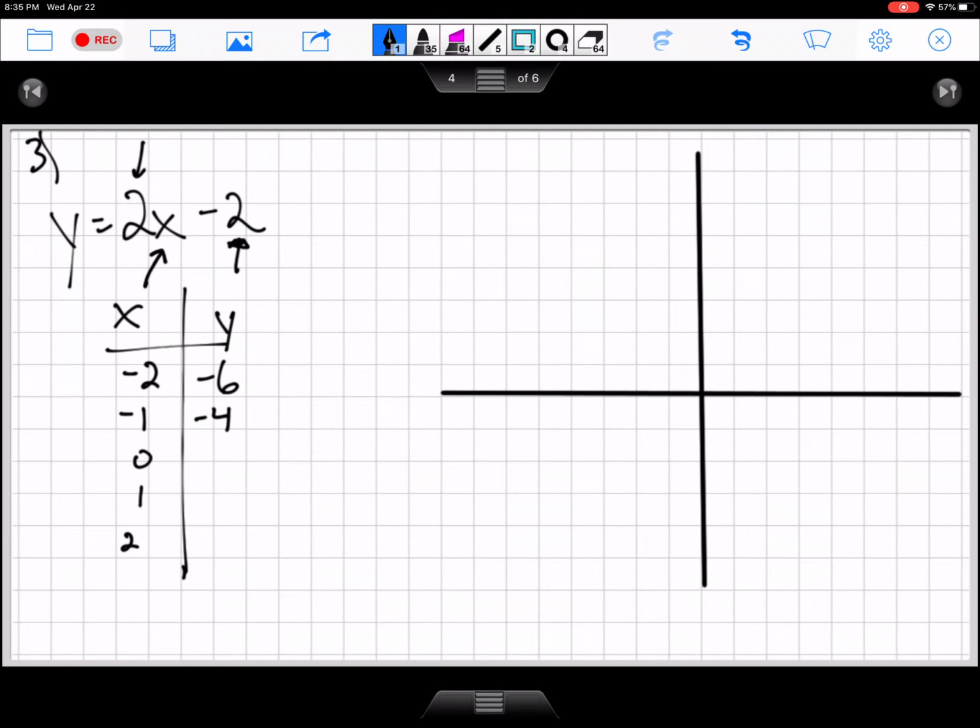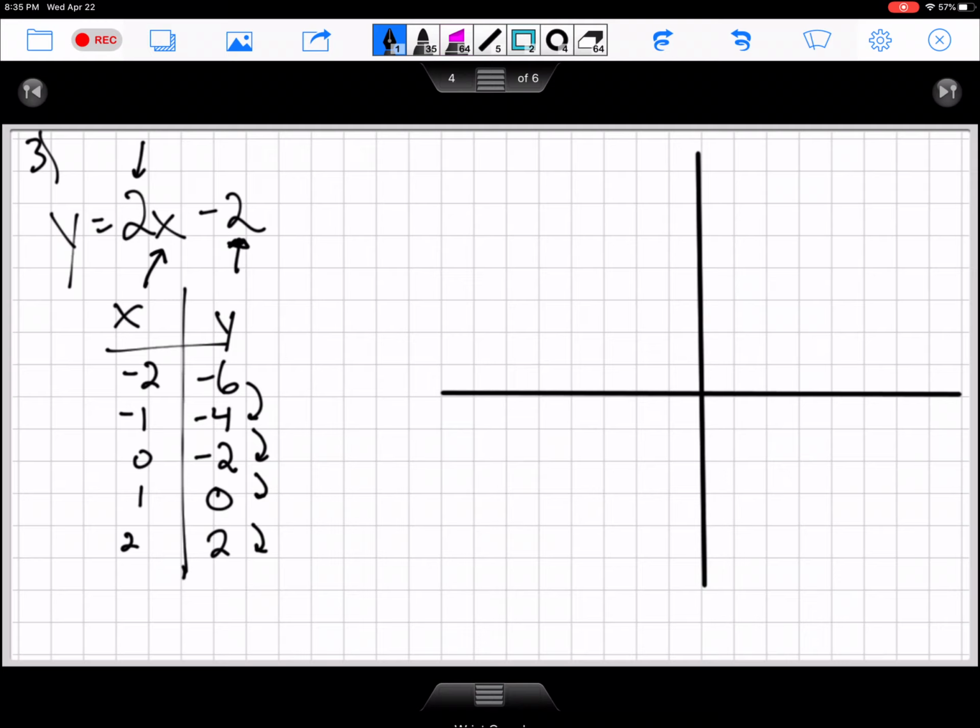Great. Substitute in 0 for x. 2 times 0 is 0. 0 minus 2 is negative 2. Substitute in 1 for x. 2 times 1 is 2 minus 2 is 0. And substitute 2 in for x. 2 times 2 is 4. 4 minus 2 is 2. Now you might notice these are going up by 2 over and over. And that's because each time I'm changing the x, it's 2 for every x. That's why that's working. So let's start putting our points.